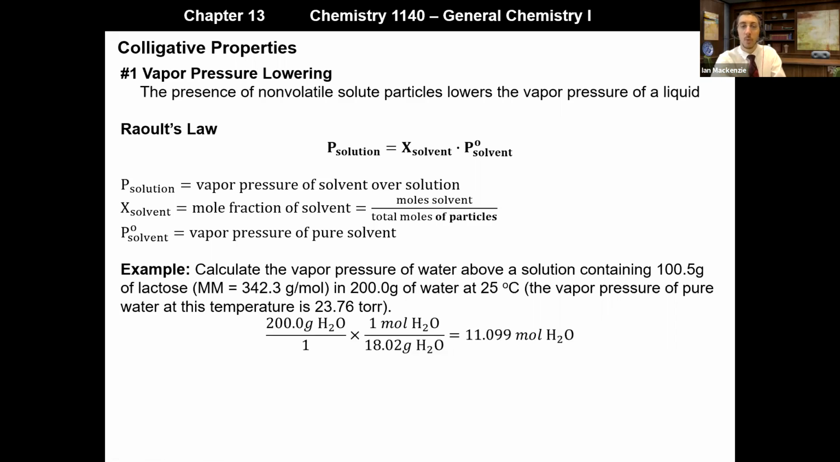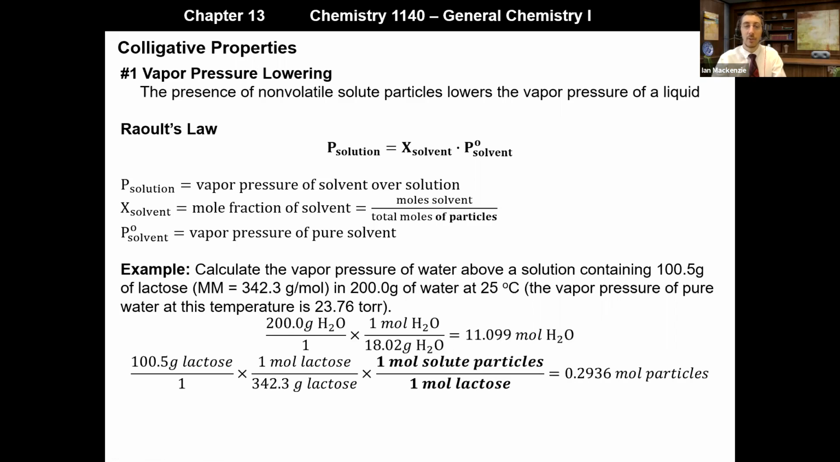So here, 200 grams of water divided by its molar mass gets me 11.099 moles of water. And for lactose, we take 100 grams of lactose and divide that by the molar mass. Now, lactose is a non-ionic compound, so it doesn't break up into multiple particles when we dissolve it in solution. It simply stays as one molecule of lactose, unlike something like sodium chloride, which would dissociate into two particles. So if we're calculating a number of particles, for lactose there's just 1 mole of solute particles for every 1 mole of lactose because it doesn't dissociate.